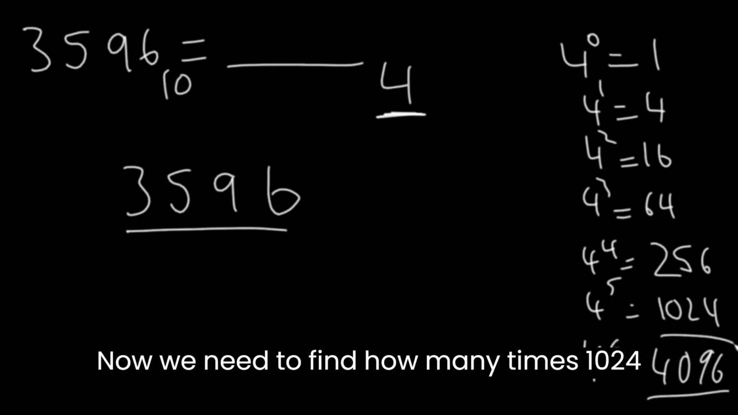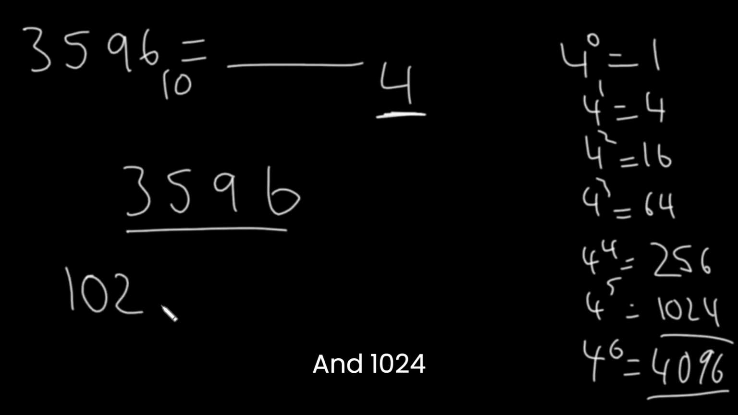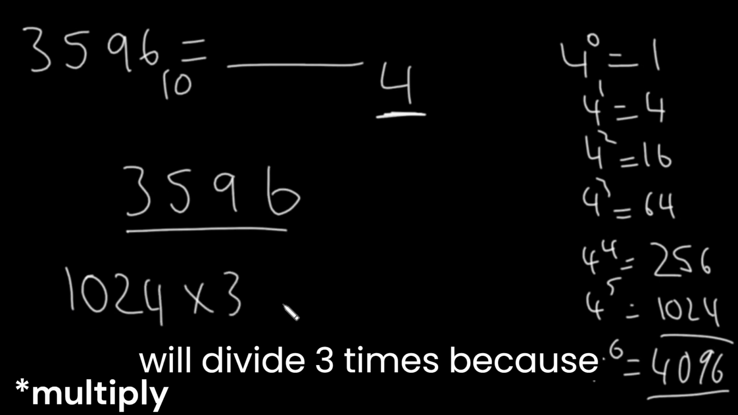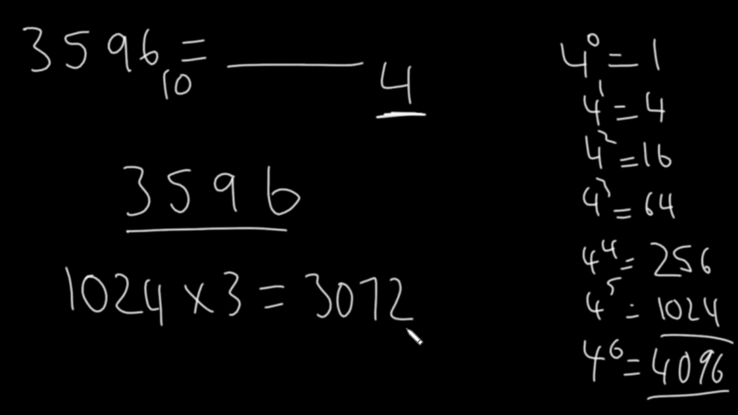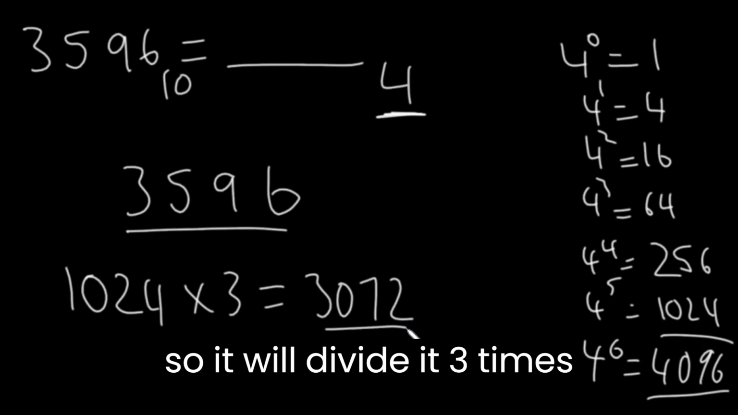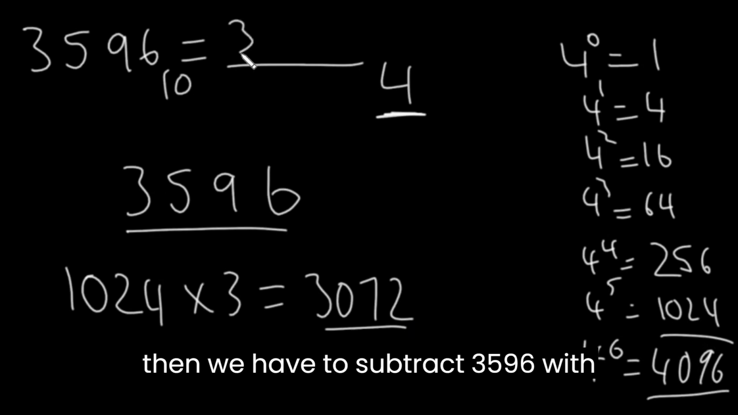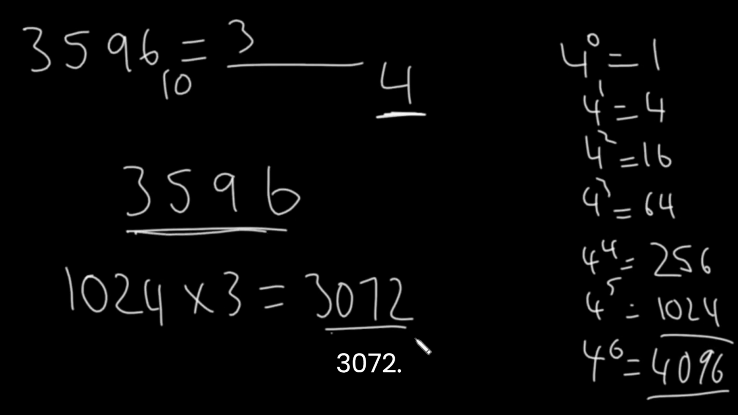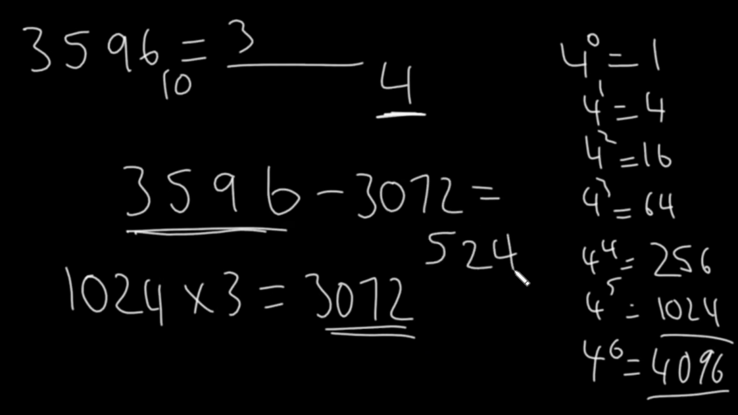Now, we need to find how many times 1,024 will divide into 3,596. And 1,024 will divide 3 times because 1,024 times 3 is 3,072. 3,072 is less than 3,596, so it will divide it 3 times. The first number will be a 3. And then we have to subtract 3,596 with 3,072. And this will be 524.